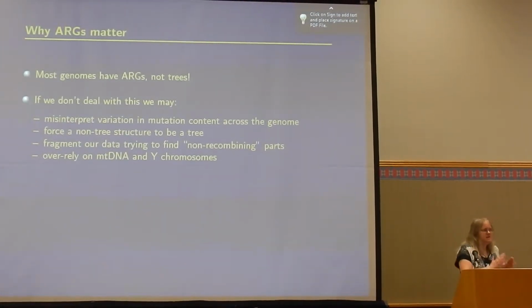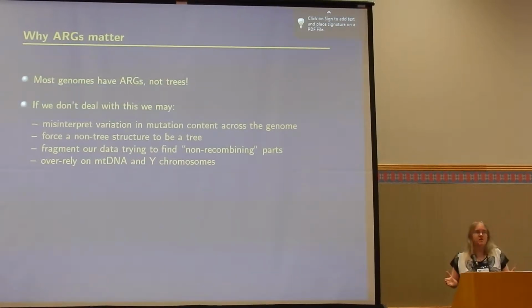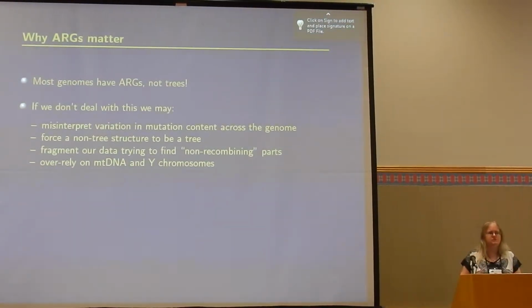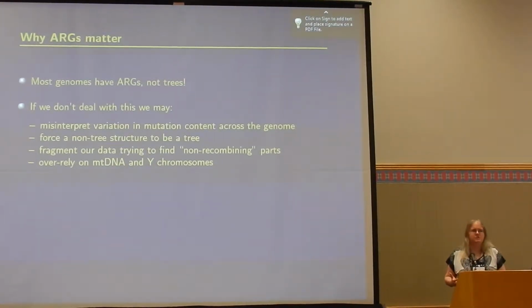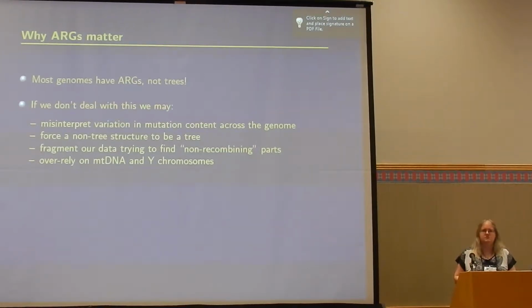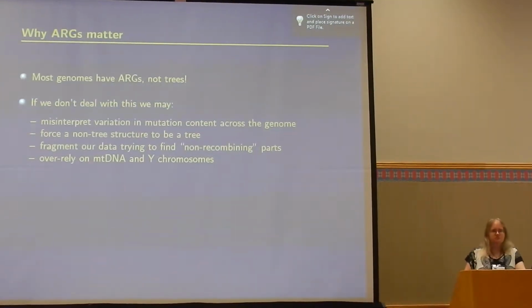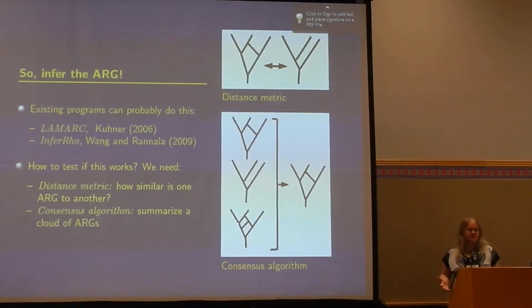We might chop our data into increasingly tiny bits, trying to find non-recombining parts. We might fail, but even if we succeed, this chopping up procedure is going to lose statistical power. And we might over-rely on parts of the genome that are known not to recombine, like mtDNA and the Y chromosome, and starve ourselves of the immense power of the nuclear genome. So why not just infer the ARG?